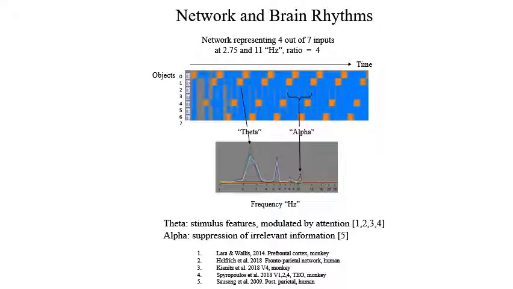In the model network, each object is represented in its locus in the coordinator map by a low frequency that can be equivalent to theta. If 4 objects are being tracked, the overall frequency is 4 times theta, and this frequency, which is prominent in the activity of the model's inhibitory interneurons, may be equivalent to alpha.